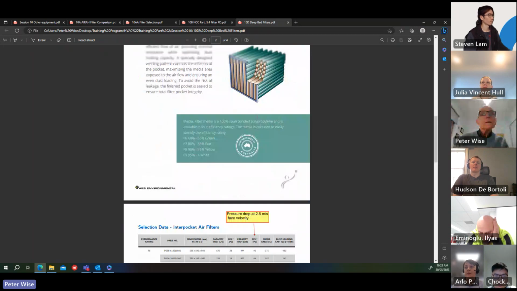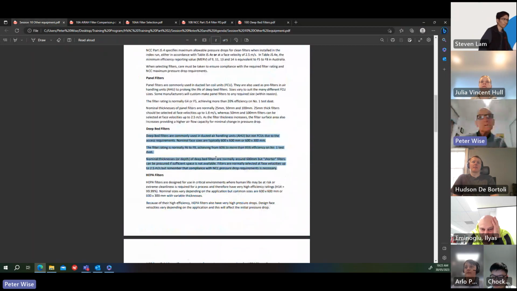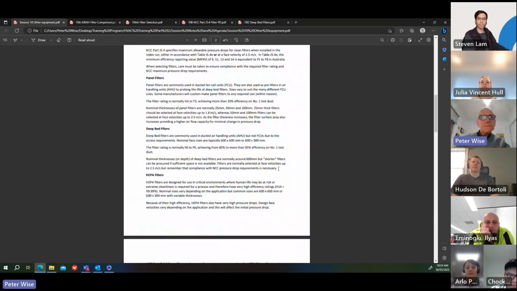So nominal thickness or depth of the filters is around 600, as I said. Shorter filters can be procured if sufficient space is not available. The filters are normally selected at face velocity up to 2.5 meters a second, but remember that compliance with the NCC pressure drop requirements is necessary.